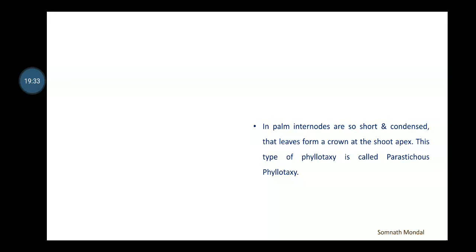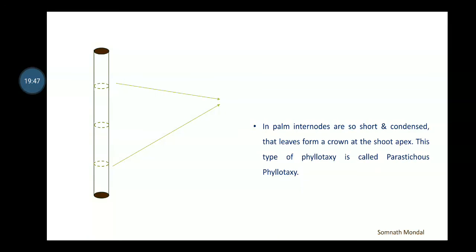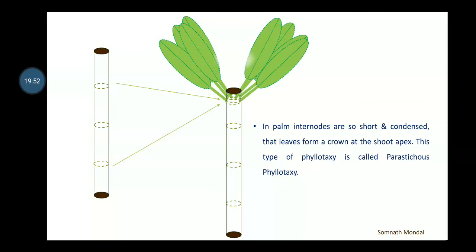However, we all know about the palm trees, where we can see that there is a crown of leaves at the stem apex. So what about this? In case of palm tree, the internodes are so condensed that the leaves are placed like a crown at the apex, at the apical region of the stem. So this type of phyllotaxy is called parastichous phyllotaxy, where the exact number of orthostiches or the angular divergences can be very hard to calculate. So this is called parastichous phyllotaxy.